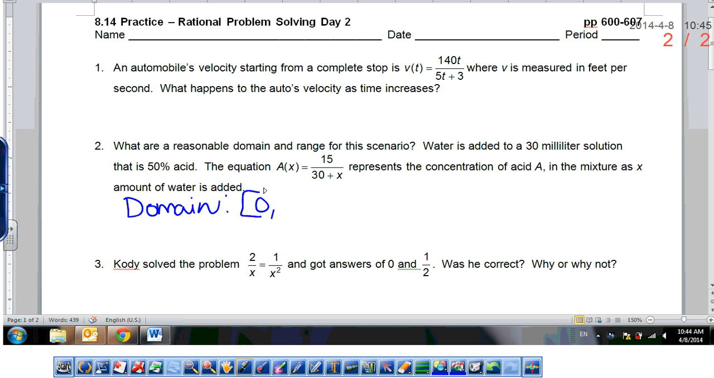Okay, hypothetically, do I ever have to stop adding in water? No. Realistically, there will be some sort of stopping point, right? But when you're doing these, you can think hypothetically. I'm going to keep adding water until I get up to infinity. Everyone okay with that? Okay. Let's talk about the range now.